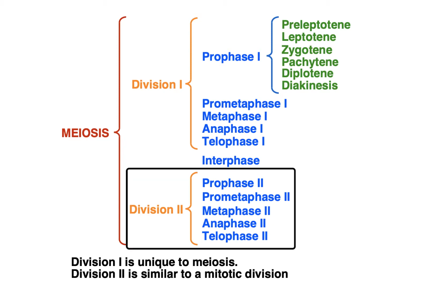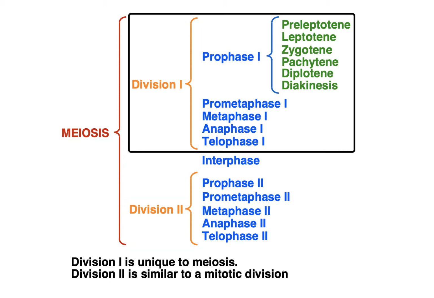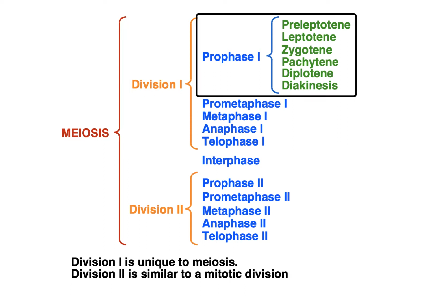And the second division is much like a mitotic division, except you start from a 2C level and then reduce that to a 1C level. In the case of division 1, that's a very special type of division in which the first parts of that are devoted to recombination. So there are a lot of crossovers occurring during that first part of meiosis, and that's one of its major features.